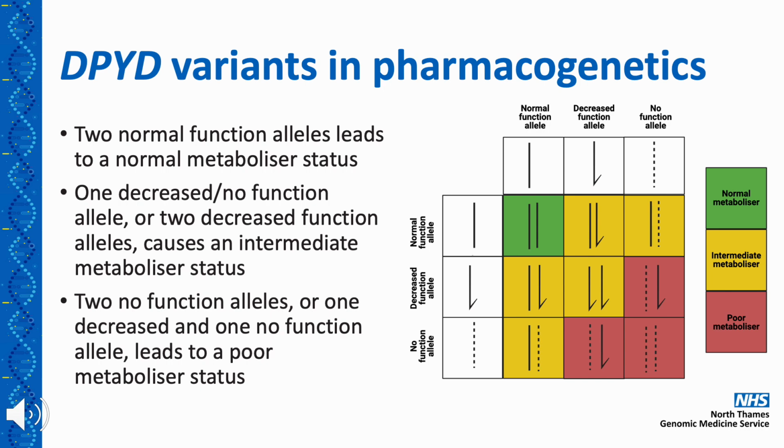This diagram shows how variants can lead to either a decreased or no function allele. When no variant is found, or the variant has no impact, the allele can be classed as having normal function. Having 2 normal alleles leads to a normal metabolizer status. Having a single decreased or no function allele, or 2 decreased function alleles, leads to an intermediate metabolizer status. 2 no function alleles, or 1 decreased and 1 no function allele, leads to a poor metabolizer status.